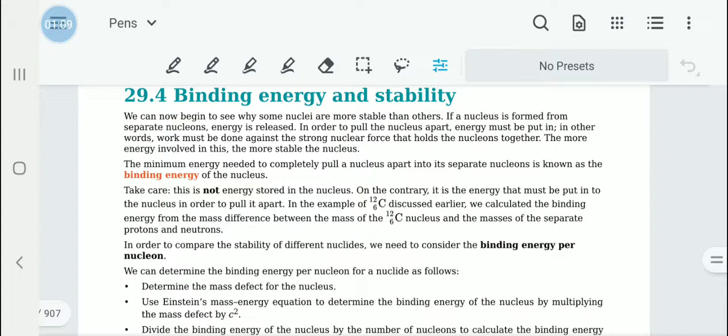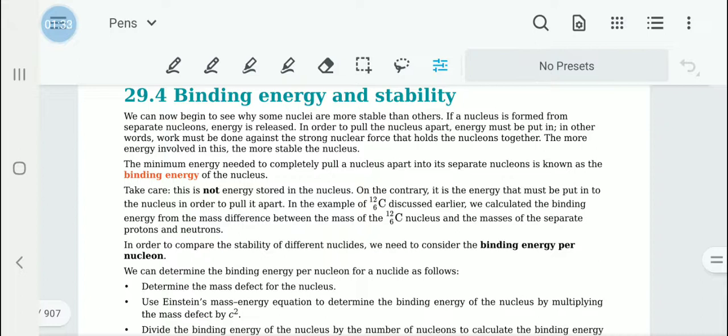If more energy has been released, then the nucleus is going to be stable. That is, if we have to provide more and more energy to separate them, it is more stable.